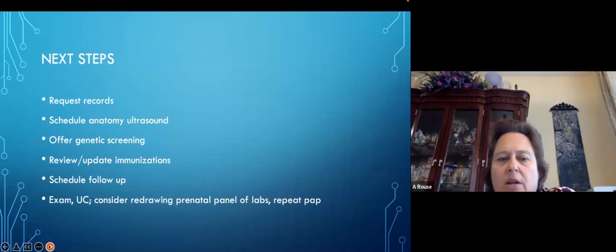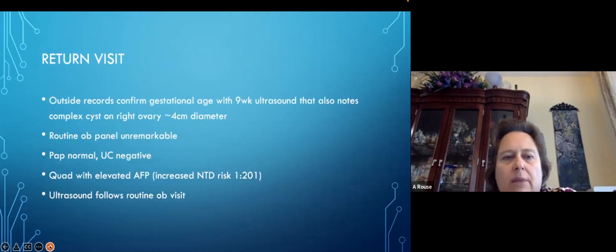And again, just like anybody else, schedule their follow-up, review and update immunizations. And then you may consider a urine culture on this patient. Even though your UA wasn't really exciting, she had enough urinary symptoms, you may consider that. And then if you could not get her records, you may consider repeating or redrawing her labs and her pap smear. So you got all of that.